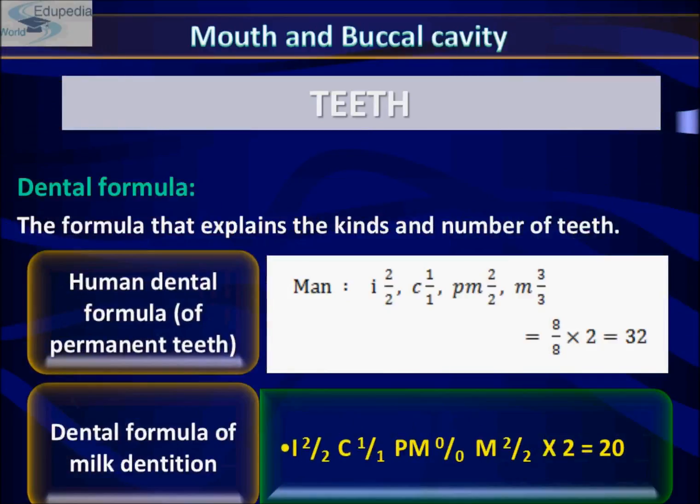Okay. Human dental formula of permanent teeth. This is the human dental formula of the permanent teeth, and the dental formula of the deciduous teeth is: incisors, they have 2 on the upper set of the teeth and 2 on the lower set of the teeth. And C, that is canine, they have 1 on the upper set and 1 on the lower set. Premolars, they have 0 on the upper set, 0 on the lower set. Molars, 2 on the upper set and 2 in the lower set. And if we multiply it by 2, then the answer comes out to 20.